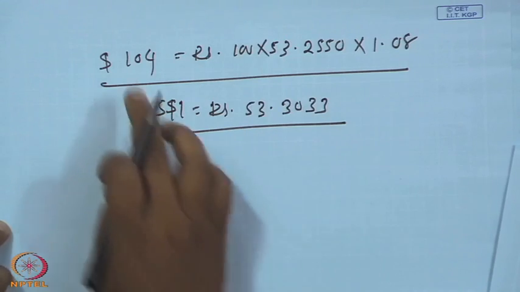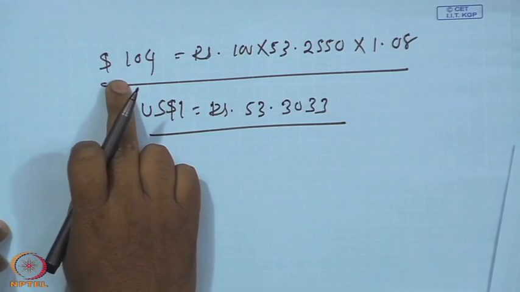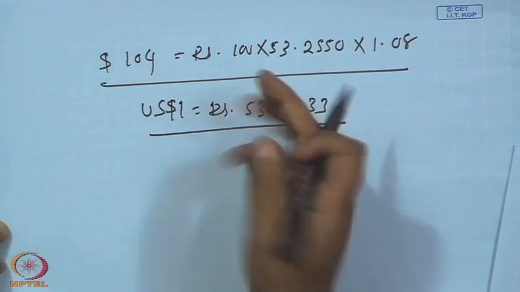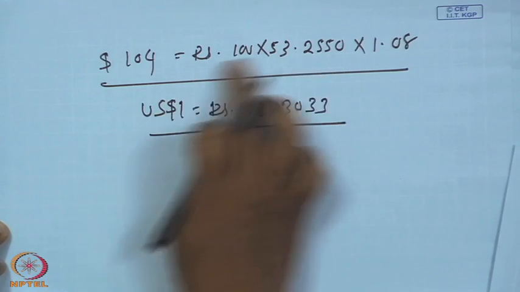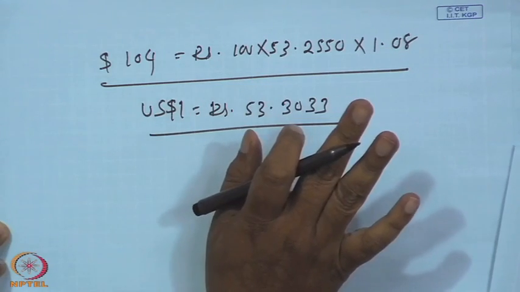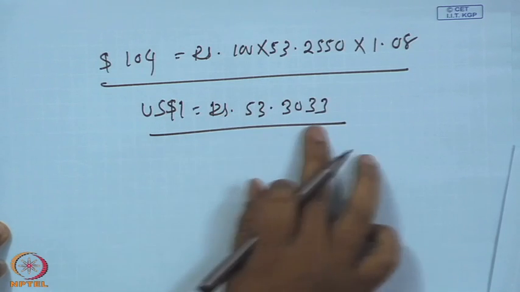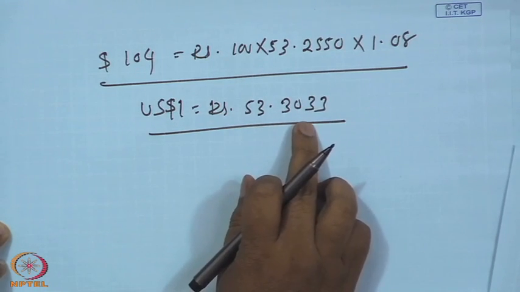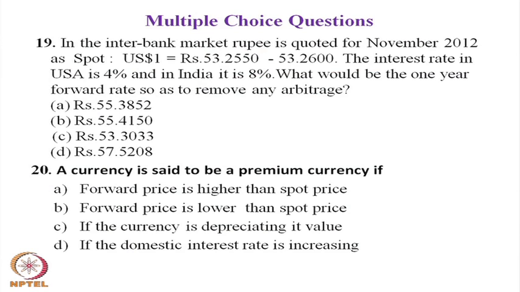Because you are paying $104 after 1 year, and the rupee equivalent after 1 year is this much, if there is no arbitrage there is no further interest rate gain. So this point will be 53.3033. So here the answer is C.